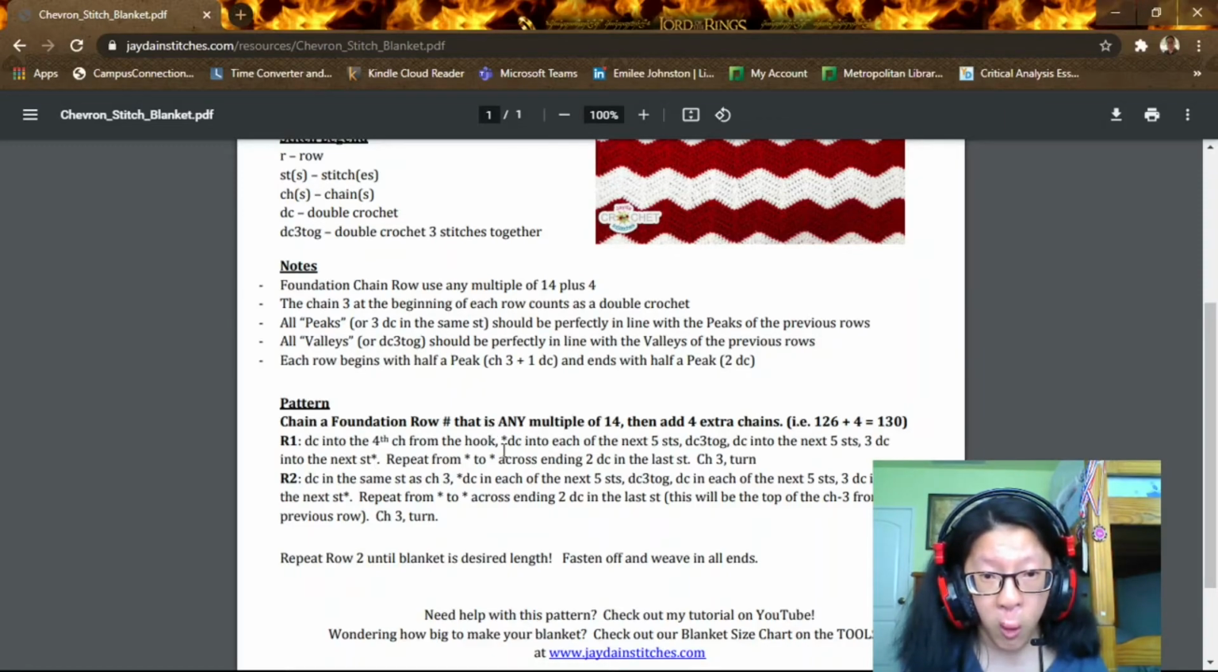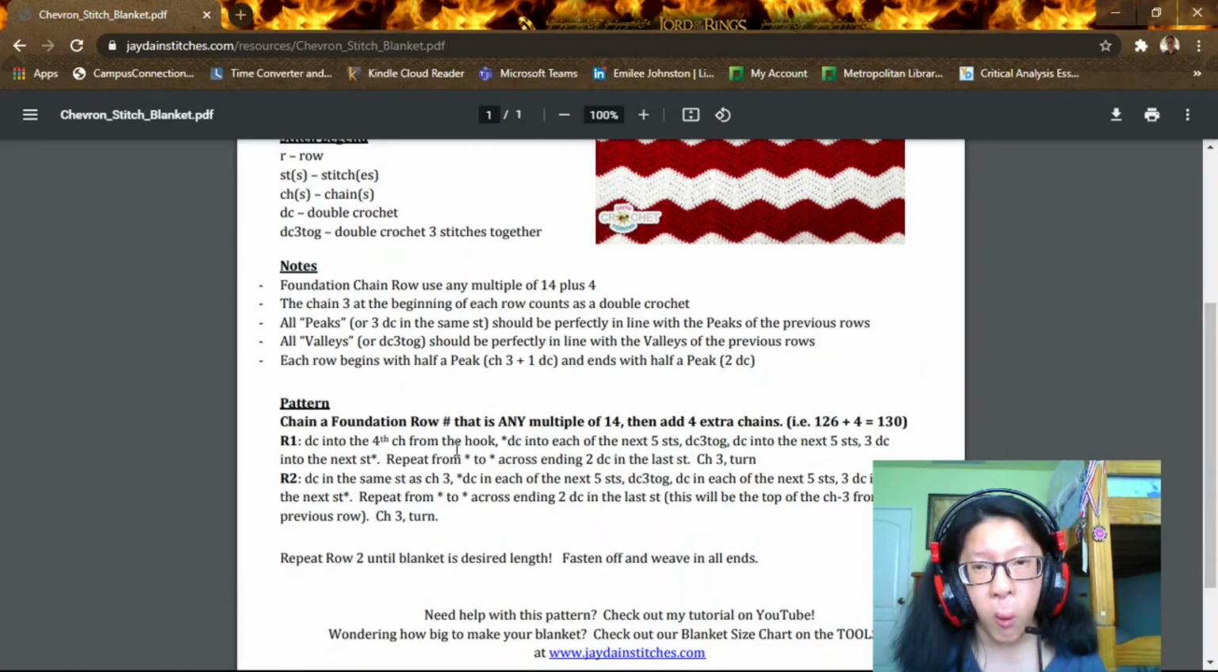And if you look closely, you can see that there are little asterisks right here and here. And that is the repeating pattern for the rest of this row. And you can clearly see in the next sentence that Jayda has written repeat from asterisk to asterisk across, ending 2 double crochets into the last stitch. And then once you're doing that, you just chain 3 and then turn. So that is how you will read a written pattern with shorthand abbreviations for crochet.